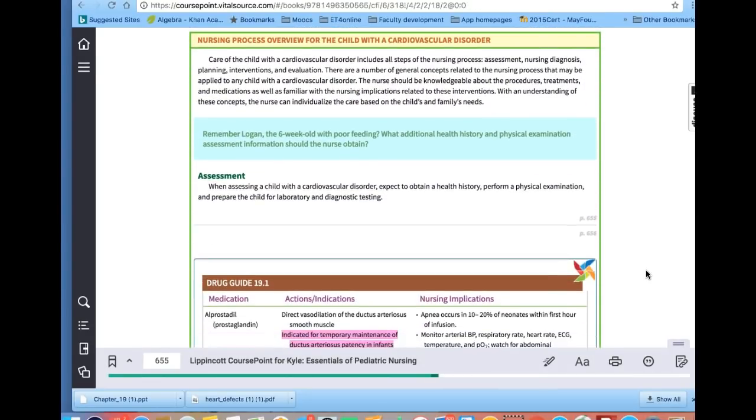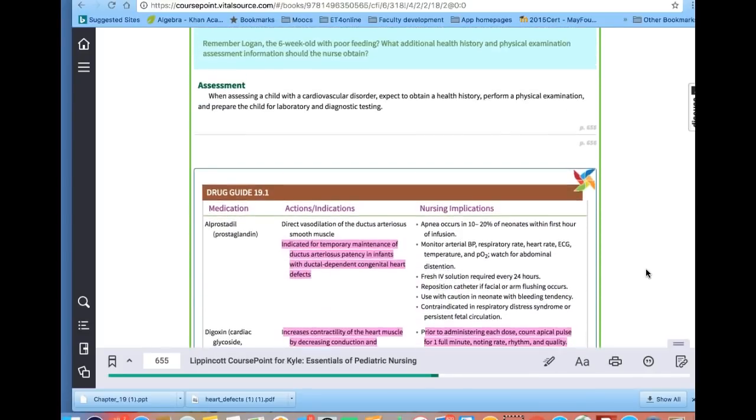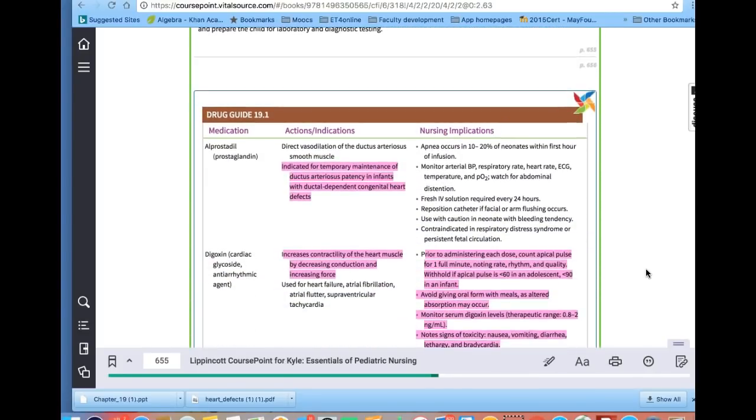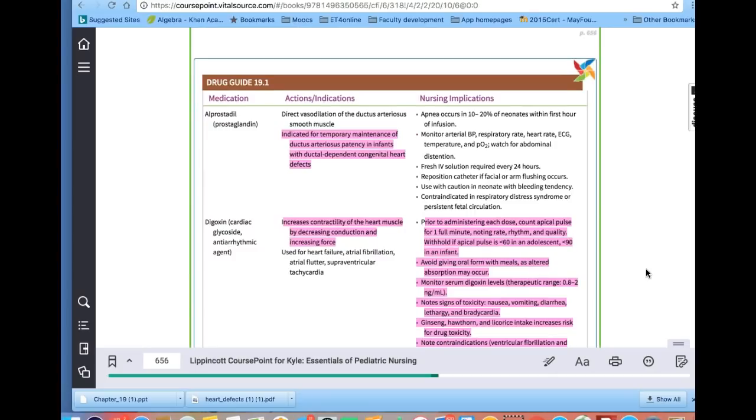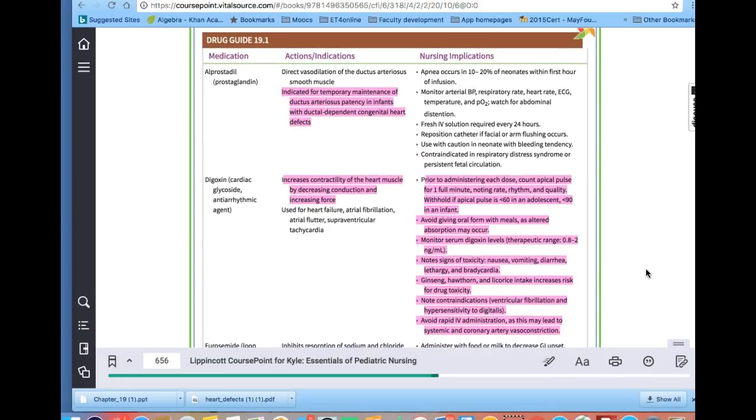All right, so here's some medications. We're going to come back to assessment because assessment is really important with these kids, with any cardiac kids that you know of, that you know that it's a cardiac problem or that you suspect it's a cardiac problem. We're going to talk about meds real quick. Again, I've highlighted some information that you need to know about each one of the medications.